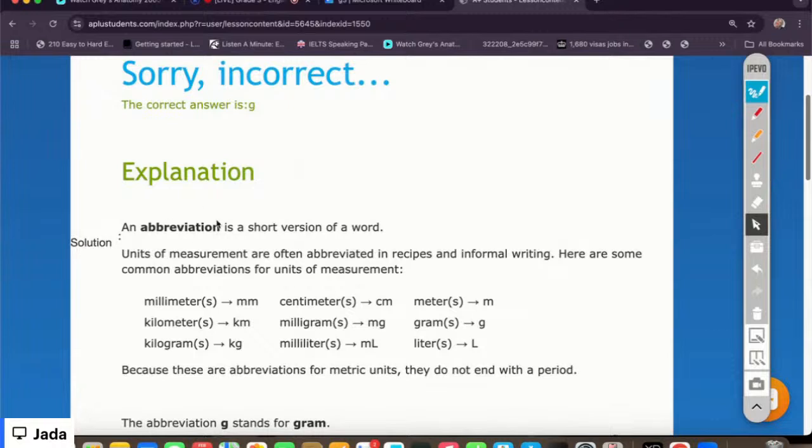All right, so we already know that abbreviation is a short version of a word. So units of measurements are often abbreviated in recipes and informal writing. Here are some common abbreviations for units of measurement. So first we have.